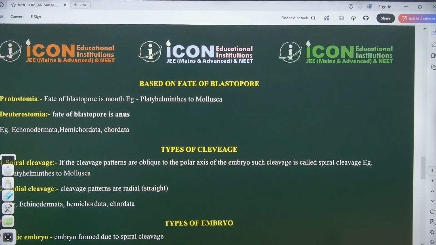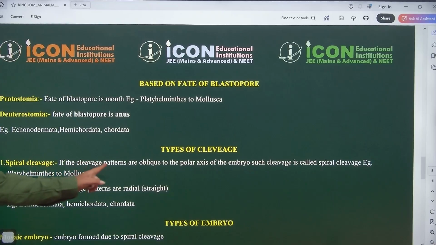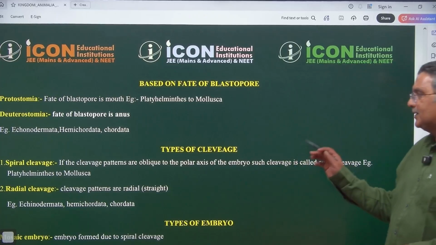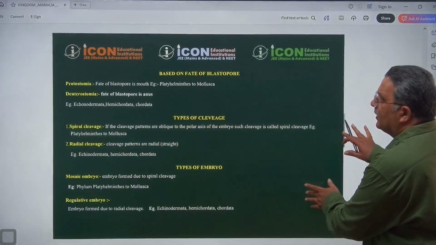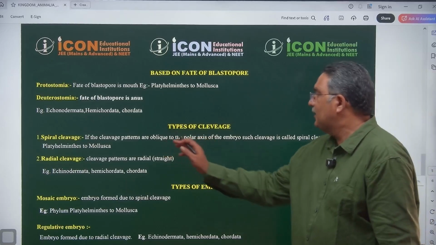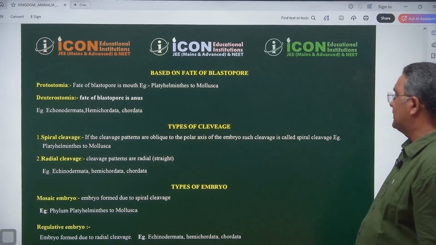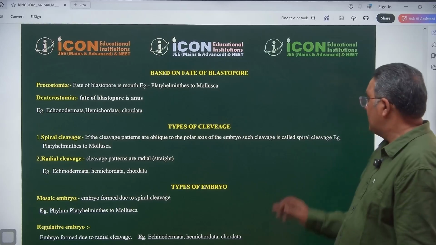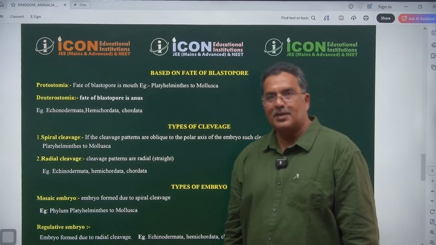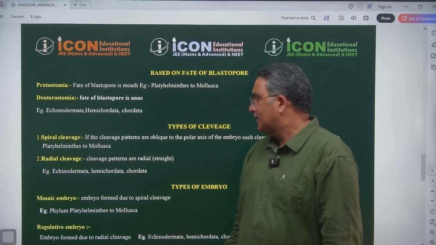Simply, we have to say the definition like this. Types of cleavage: if the cleavage patterns are oblique to the polar axis of the embryo, for this theory I am showing the diagrams. If the cleavage patterns are oblique to the polar axis of the embryo, such cleavage is called spiral cleavage. Platyhelminthes to Mollusca, protostomia is in.